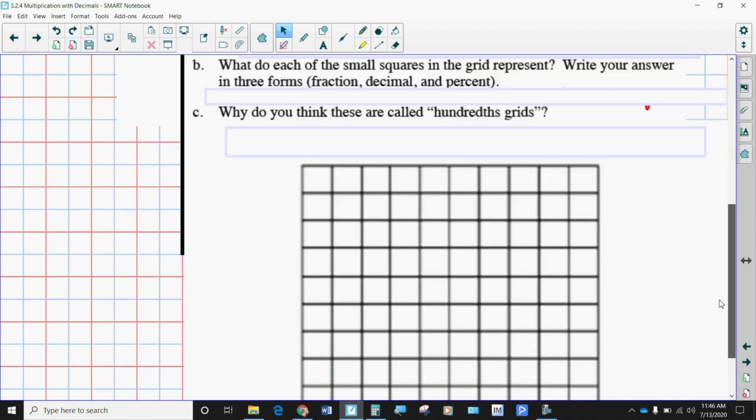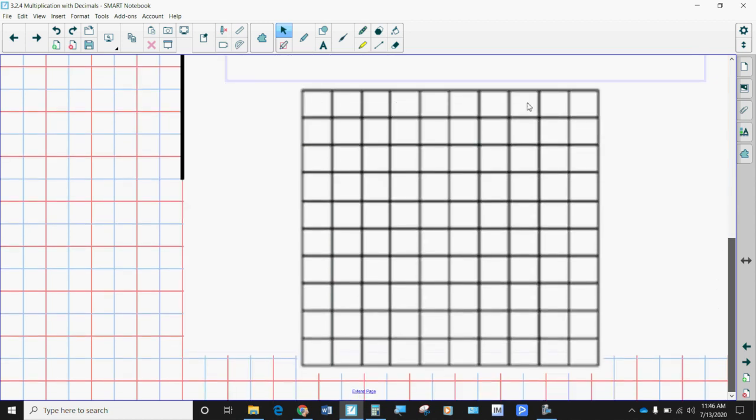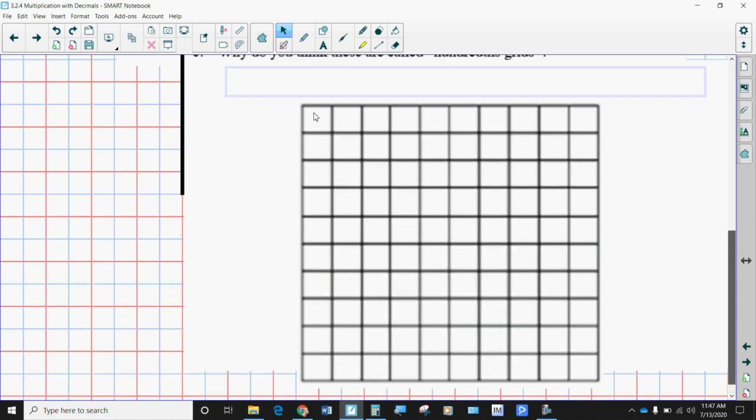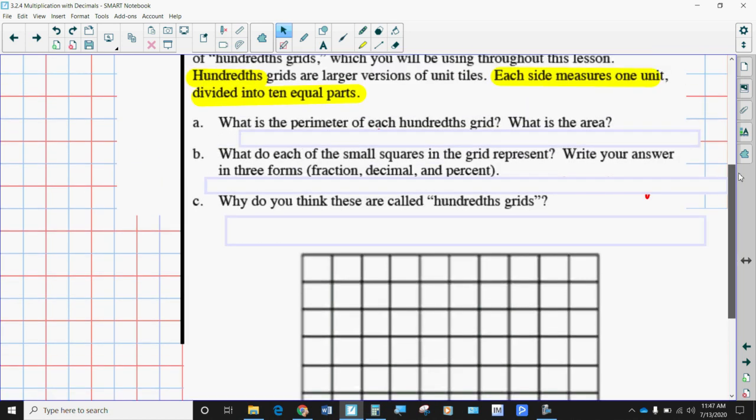So if you take a look, here we are. This is considered one unit. And so when you break it up, that's 1/10, 2/10, 3, 4, 5, 6, 7, 8, 9, 10/10 across and 10/10 up and down. So this is one unit, this is one unit, this is one unit, this is one unit, and the entire square represents one square unit. So start thinking, what does each one of these smaller squares represent? That's one of the questions we're going to be addressing here.